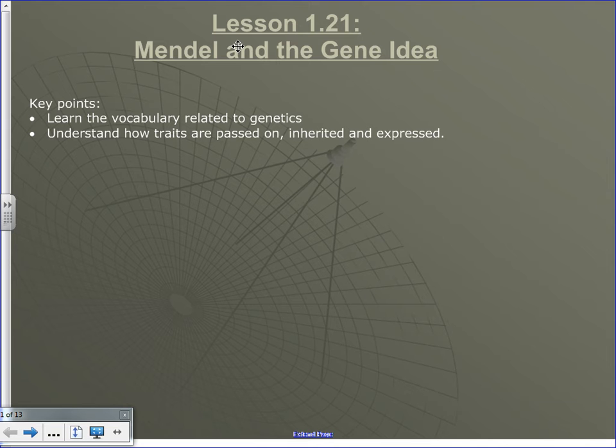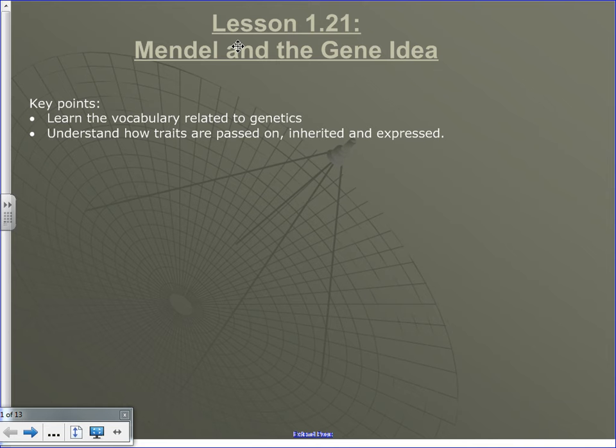So Mendel and the gene idea. Gregor Mendel, okay, is generally recognized as the father of modern genetics. He did all these experiments with the pea plants in the garden that he tended in the monastery he lived in. He was a monk.